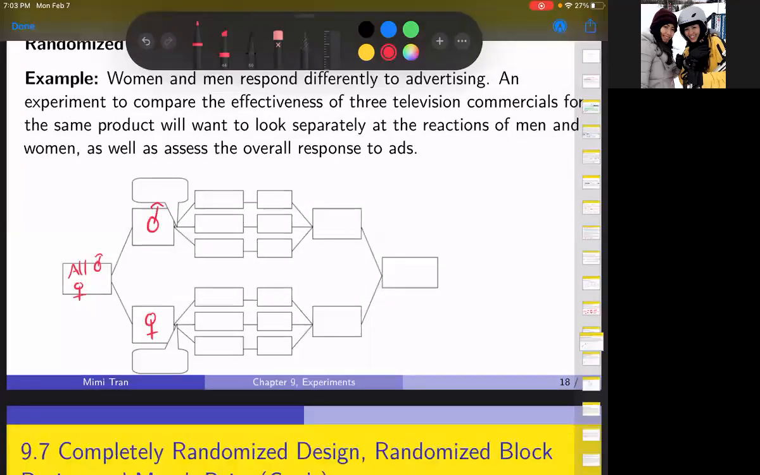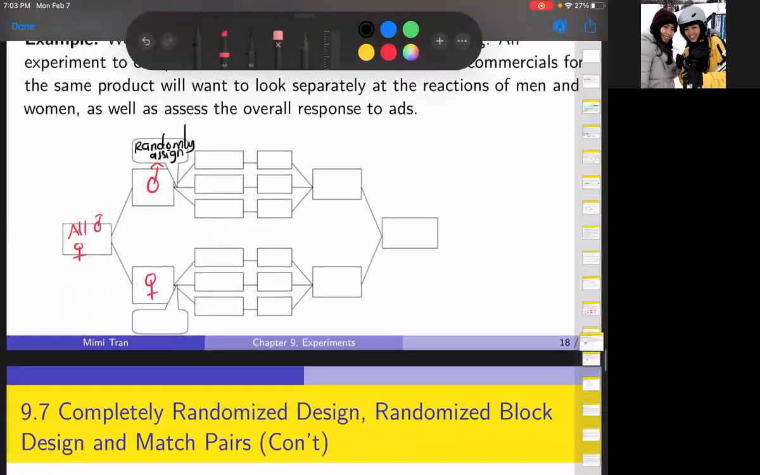All right. So we randomly assign them. Once we have two blocks, what do we do? We randomly assign them, right? Randomly assign, or random assignment. Okay, this box.